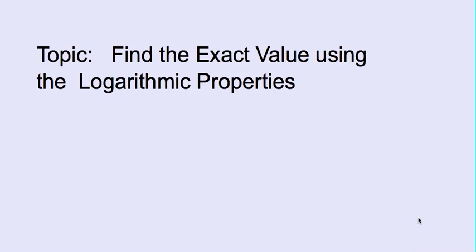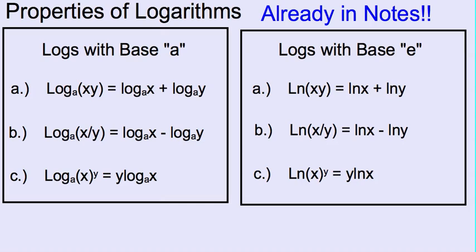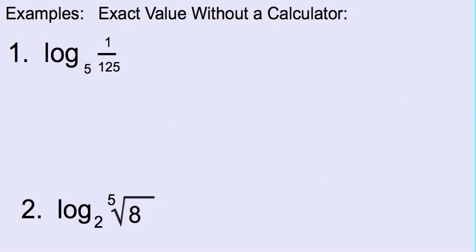We're going to use properties to find exact values. So this first slide you don't need to write down, it's already in your notes. Just some of the properties we've learned. A logarithm base a of 1 equals 0. A logarithm base a of a equals 1. Those inverse properties, the one-to-one properties, we've already used in this chapter, along with these properties here. So let's get into our first example.